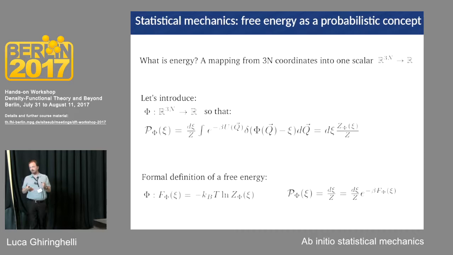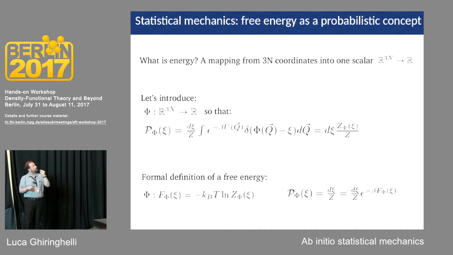But people also talk about free energy as a function of some variable. Because if you have a chemical transformation or something, and you go from one state to the other, you have this free energy barrier, you have free energy as a function of some coordinate. How come? Well, it's a bit of stretching of the concept of free energy. So the energy of the system, not the free energy, is a mapping from 3N coordinates to one scalar. Energy has very nice properties.